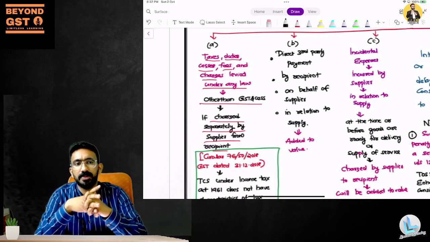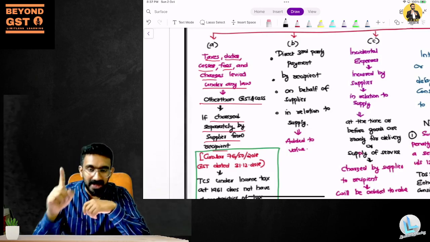Because I don't have to pay from my pocket. No, I have to just collect it from my customer. The price, that's the point.